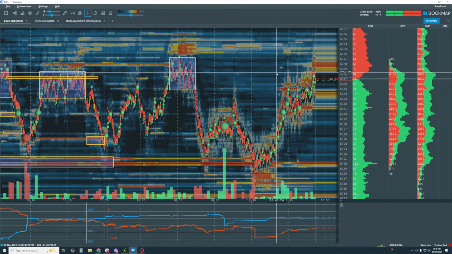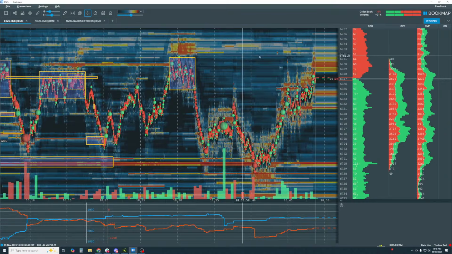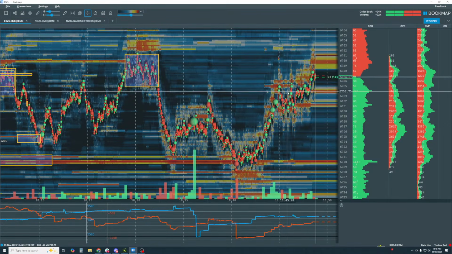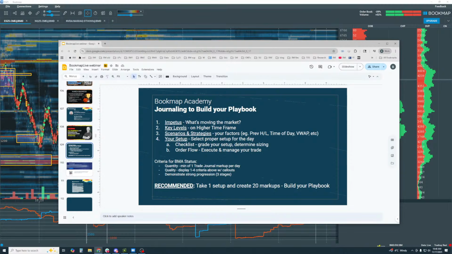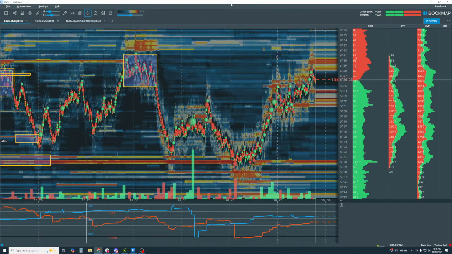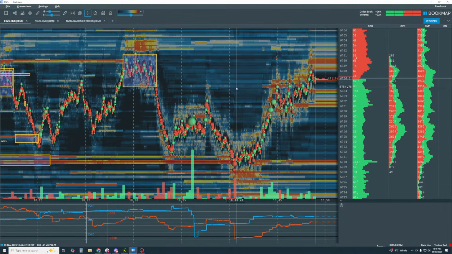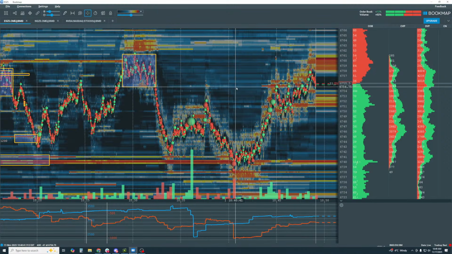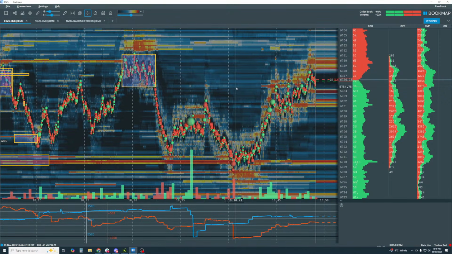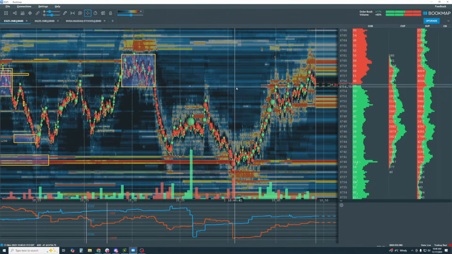All right, guys, these are not trade recommendations. We're just reading the order flow, and we're going through this process in here. Okay, impetus of what's moving the market, our key levels, developing strategies and scenarios, and then we're looking at our setups. Okay, and then we're looking for determining the risk and the movements, and then order flow to manage the trade.